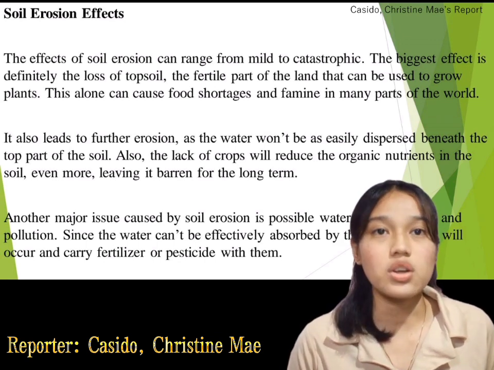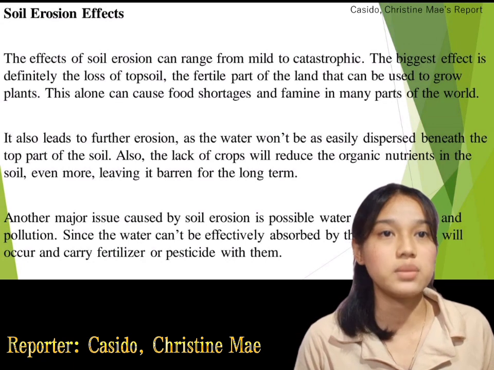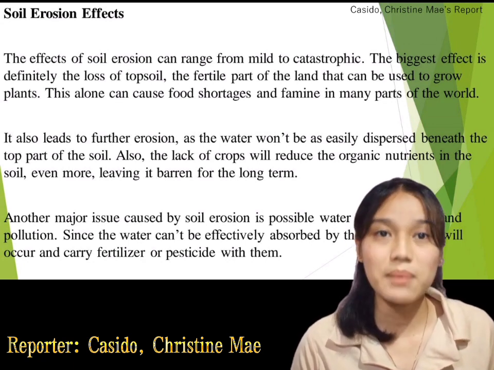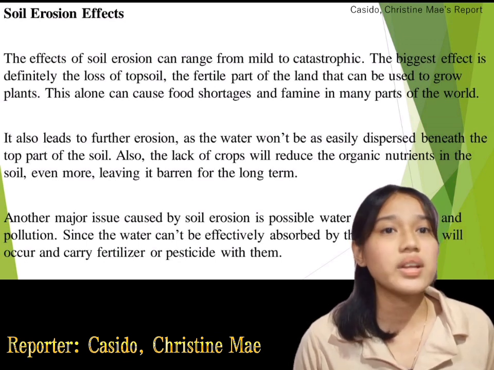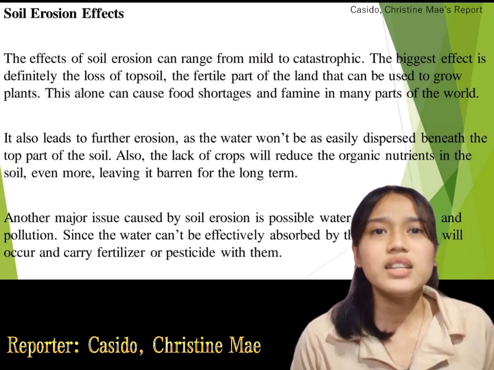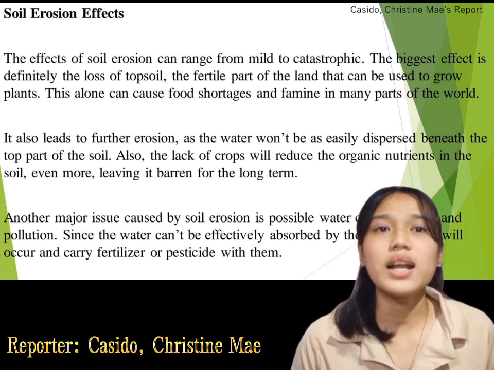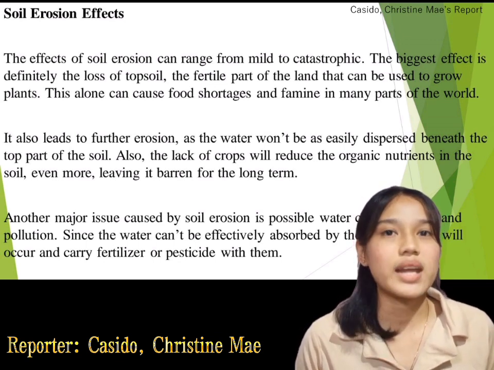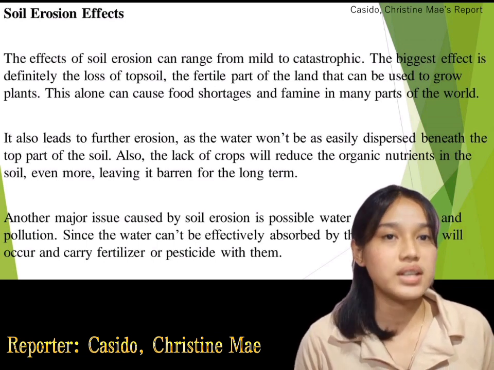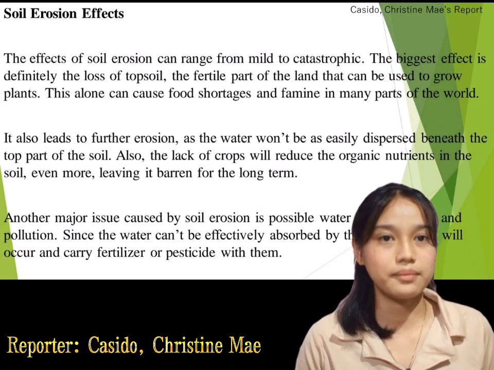Another major issue caused by soil erosion is possible water contamination and pollution. Soil erosion contributes to water contamination and pollution since the soil carries fertilizers and other pesticides in some agricultural land. This will be a risk para sa mga tubig na atong ilimnon since the water can't be effectively absorbed by the land. Runoffs will occur and carry fertilizer or pesticide with them.